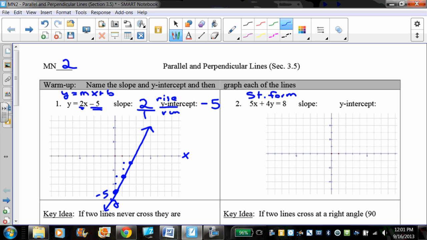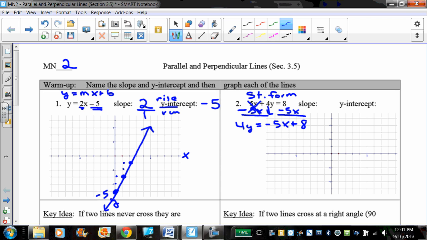So in order to get it into that y equals mx plus b form, I'm going to first move this 5x over to the other side of the equation. So I'm going to subtract 5x from both sides. And this equals 0. I'm going to bring down the 4y equals, and then I'm going to have -5x plus 8.